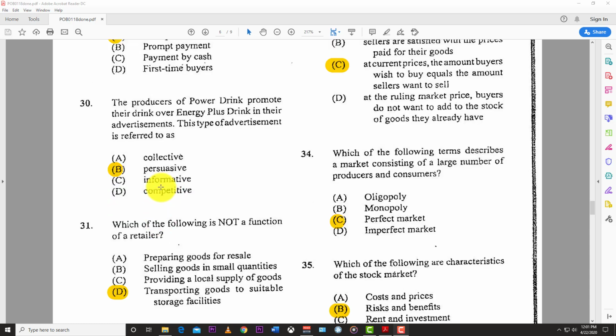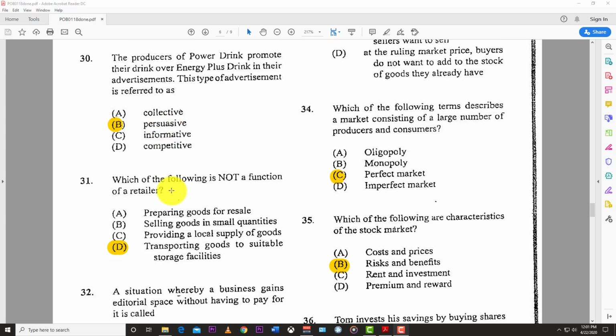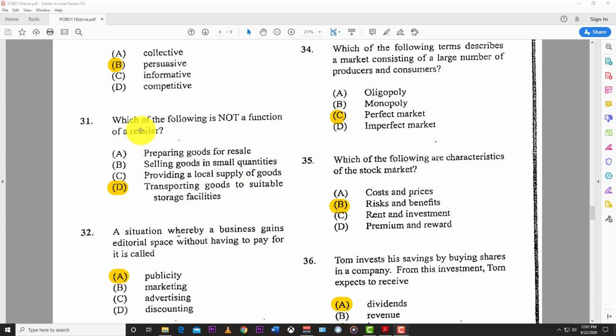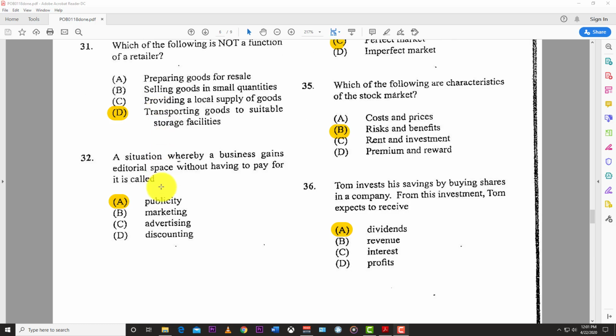There are two main types of advertisement. There's persuasive and there's informative. And so this will go on the persuasive, as it is trying to persuade you to buy one over the other. 31, which of the following is not a function of a retailer? And the best answer here is D, transporting goods to suitable storage facility. That's normally the function of the wholesaler. Warehousing and stuff is normally the wholesaler's job.